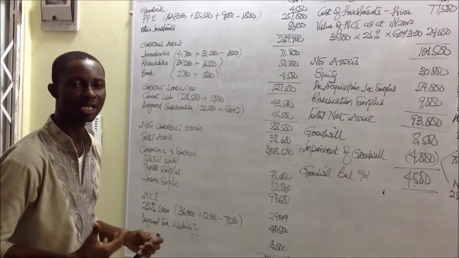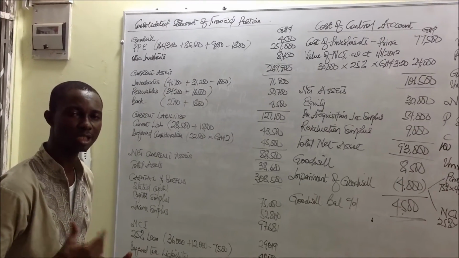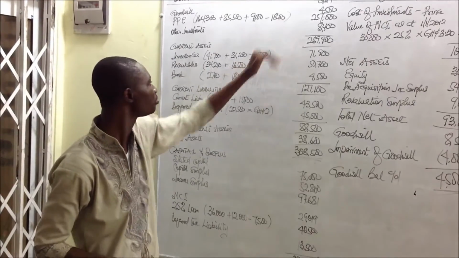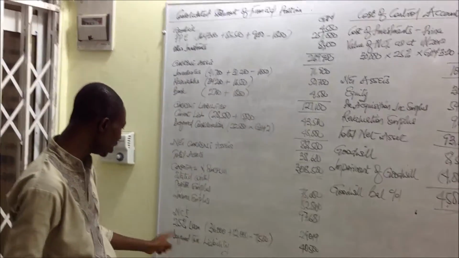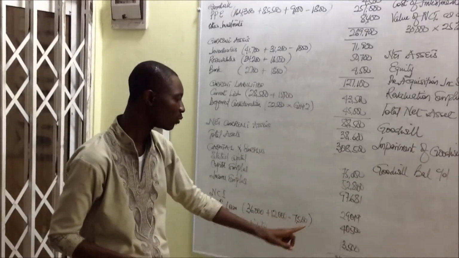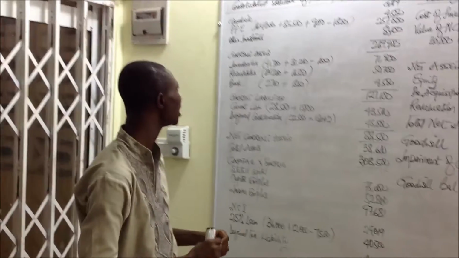But because we said such amounts represent intra-group balances, we eliminated it at that level. We didn't bring it at all. Then, when we came down here, we also took away that same amount, 7,500. It was taken away from here. So it means that it has been eliminated.